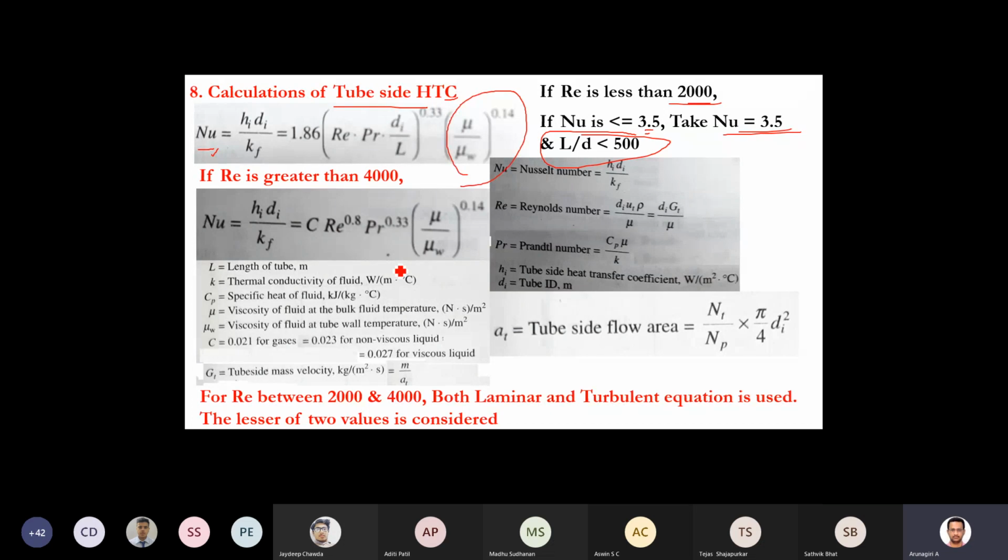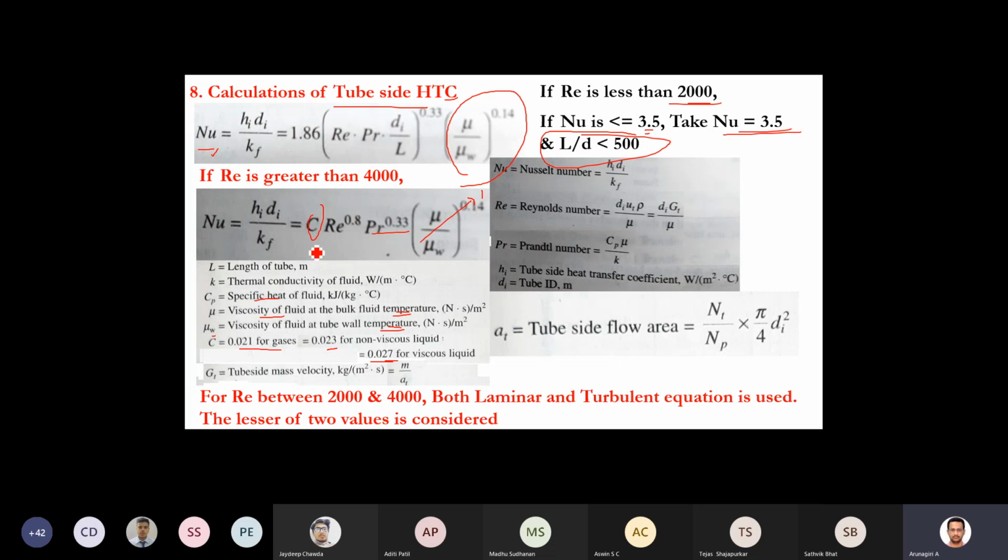So this is the viscosity correction factor. Okay. If the Reynolds number is greater than 4000, you have to use this Sieder-Tate equation for turbulent flow, or if you assume this equal to 1, then it's called the Dittus-Boelter equation. That is, constant into Reynolds number power 0.8, Prandtl number power 0.33. So the terminologies you know: L is the length of the tube, K is thermal conductivity, Cp is specific heat, mu is the viscosity of the fluid at bulk fluid temperature, mu W is the viscosity of the fluid at tube wall temperature. Okay. The value of C is 0.021 for gases, 0.023 for non-viscous liquids, 0.027 for viscous liquids.